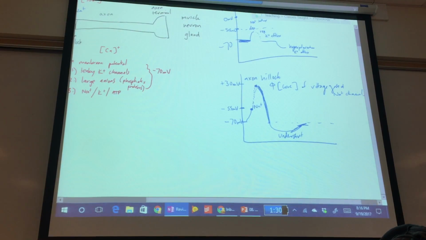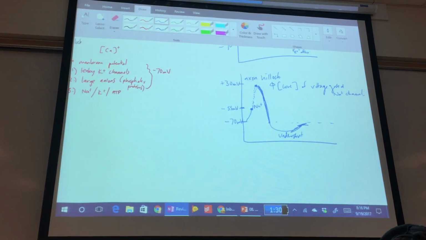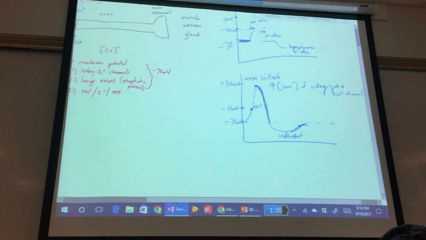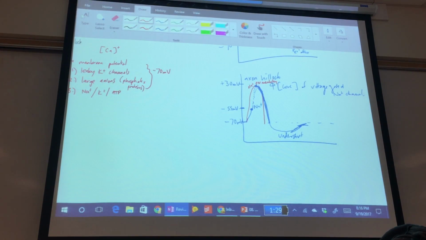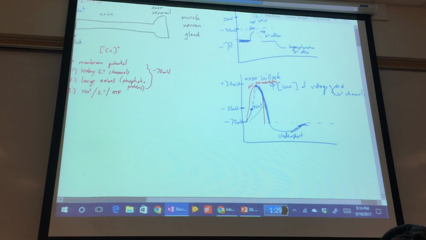At this point, if you were to plot the permeability, we were to take a look at the permeability of potassium, we'll see that potassium has a tendency to be open in the very beginning, and then it drops at that point. If you were to measure, this is sodium permeability. If you were to measure the potassium permeability, you would see it looks like this.